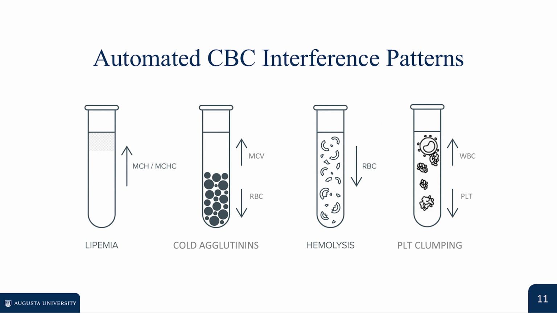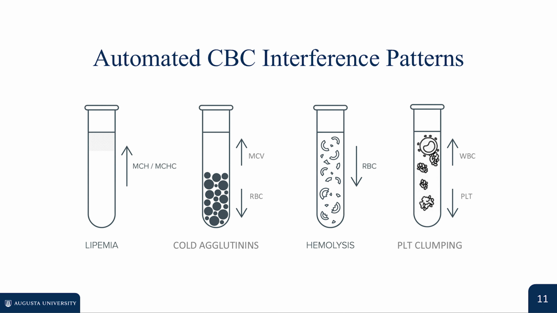When analytical interferences occur, they produce distinct CBC abnormality patterns that point directly to the underlying mechanism. In lipemia or extreme icterus, turbidity in the optical measuring chamber increases absorbance at 525 nanometers, causing falsely elevated hemoglobin, MCH, and MCHC, while RBC count and hematocrit remain accurate.